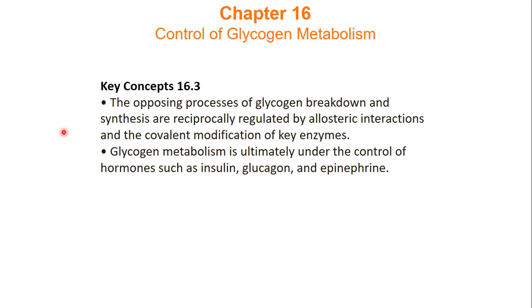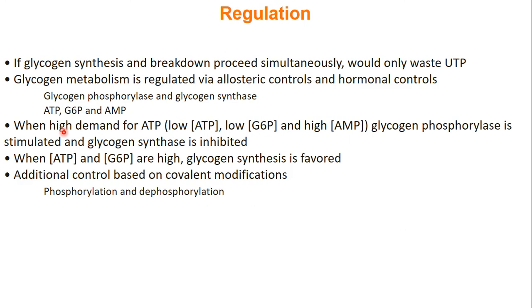In this video, we're going to go over how glycogen metabolism is controlled. Now, as we saw in our previous videos where we looked at glycogen synthesis and breakdown, if we allow both of those cycles to go, the only thing that would happen is that we're going to waste UTP, which means we are wasting ATP. So we need to control metabolism so we're not doing synthesis and breakdown at the same time. The way we do that is allosteric controls and hormonal controls.